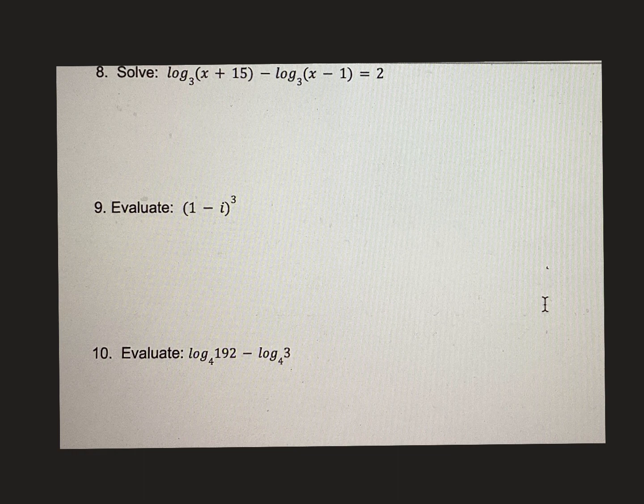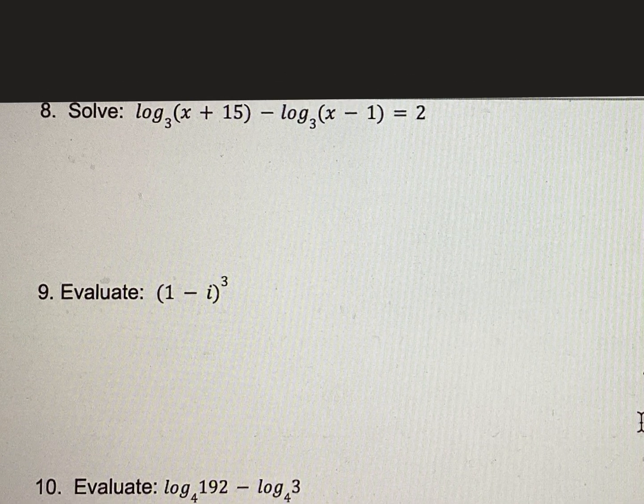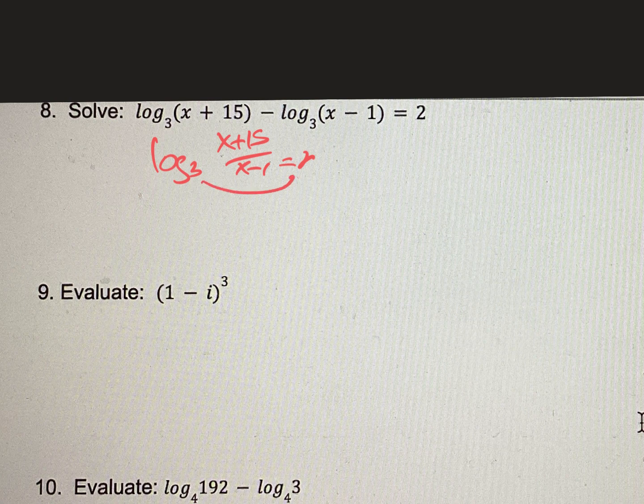Number 8 is a log problem. It's got subtraction. Remember, you can't subtract logs, you divide. So we're going to go (x + 15) over (x - 1) equals 2. There's one log, so I'm going to do that base, that power equals that. So I'm going to get (x + 15) over (x - 1) equals 3 squared, which is 9.